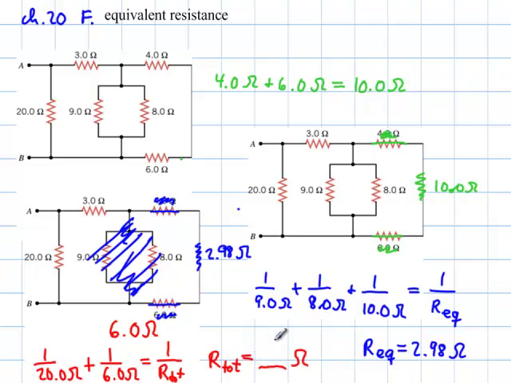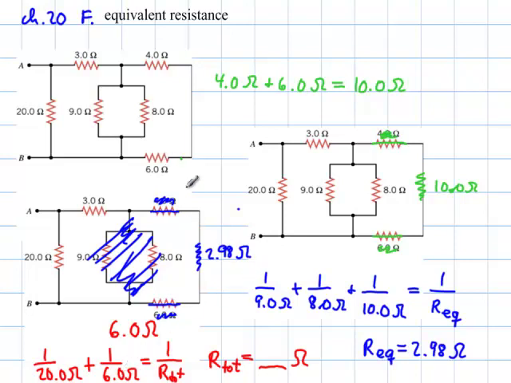A couple of things to say here. Notice that the equivalent resistance in this 3 resistor parallel part of the circuit is smaller than the smallest one that was given here, the 8 ohms, and the same thing will happen here. The total resistance that you will get here will be smaller than the smallest one you have over here, which means smaller than 6.0 ohms. Keep that in mind. If you don't come up with a number that's smaller, you would have made a mistake.